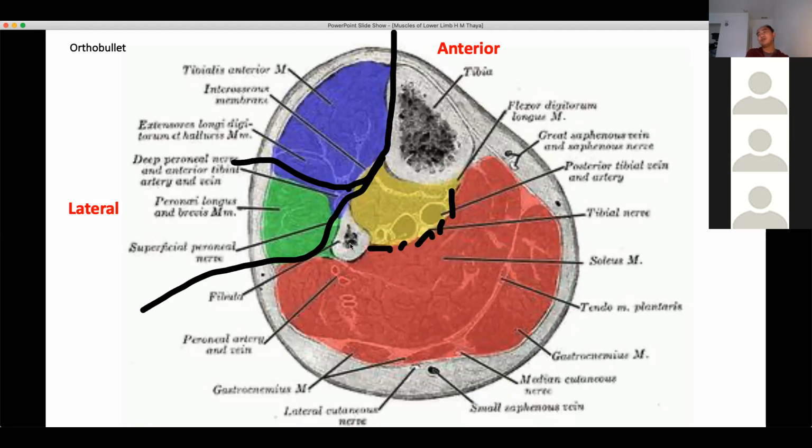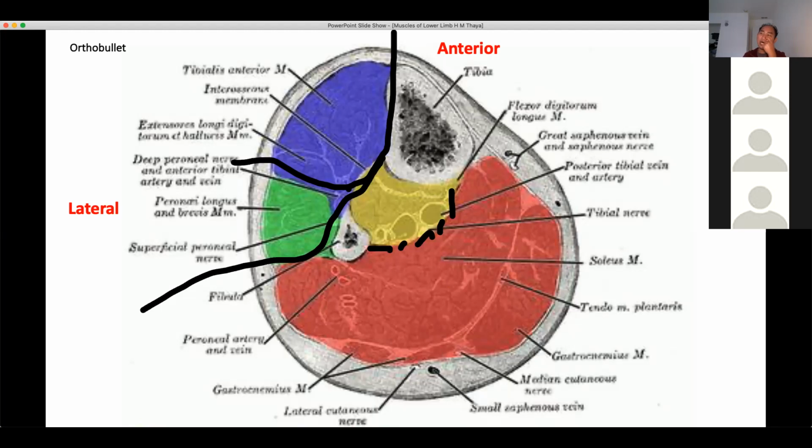And now we are going to divide into 3 groups: the anterior group, the lateral or peroneal group, and the posterior group. The posterior group can be divided into a more superficial group and a deep group. The deep group is colored with yellow, and the superficial group is colored with red.